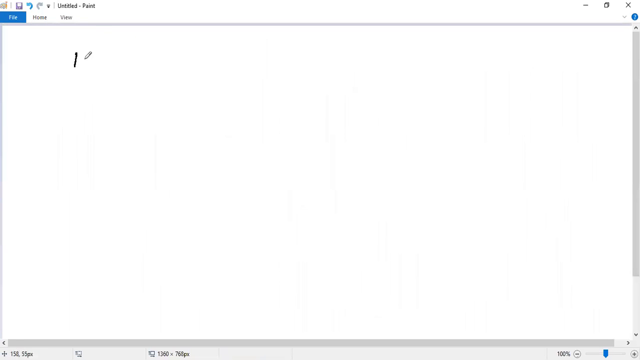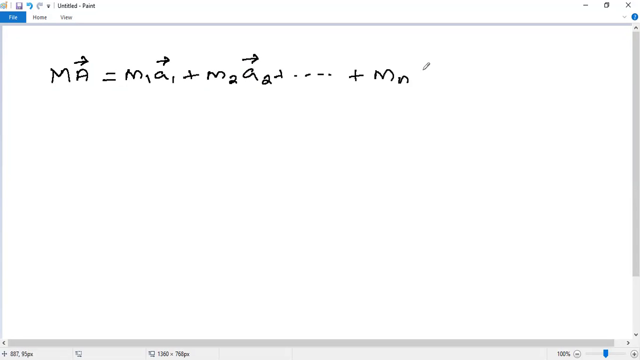Then you will get M vector equal to m1 a1 vector plus m2 a2 vector, etc., plus mn an vector. This is equation number 4.